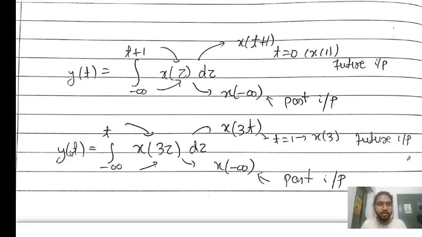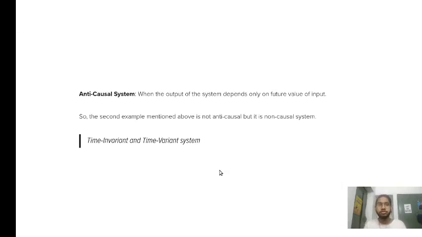So the second example is y of t equals the integral from minus infinity to t of x of 3 tau d tau. Sorry. If we put t in this, it becomes x of 3t, at t equals 1 it is x of 3, so it depends on the future value of input. Okay, so it is a non-causal system, as we can see.